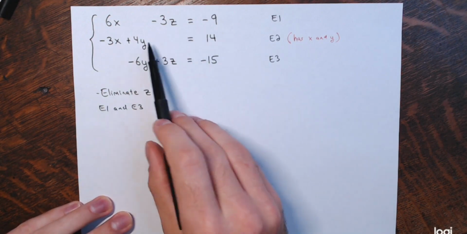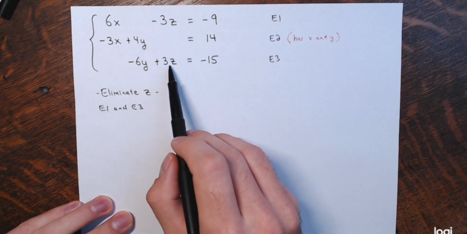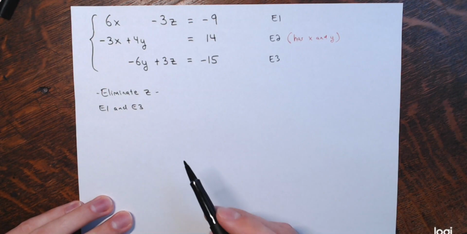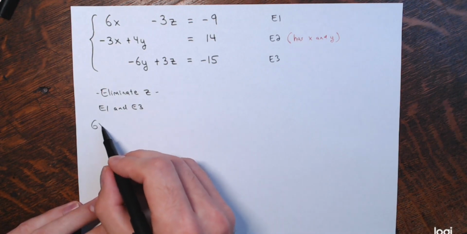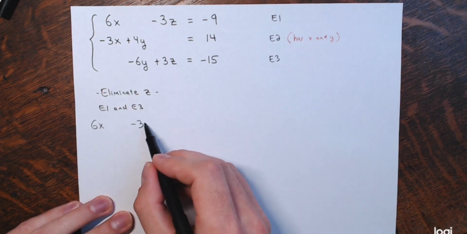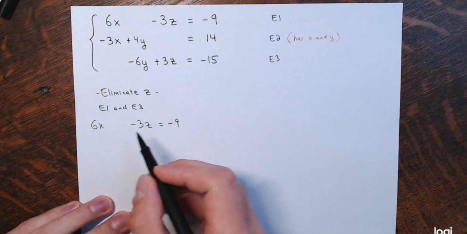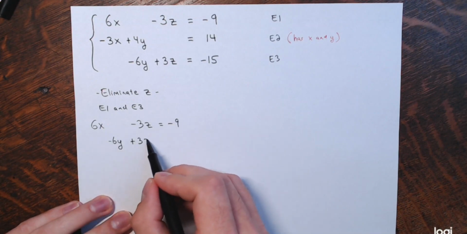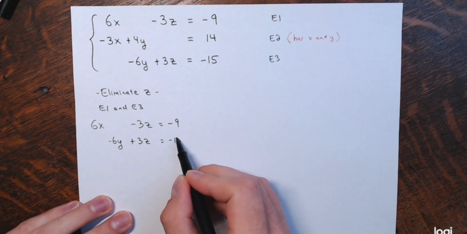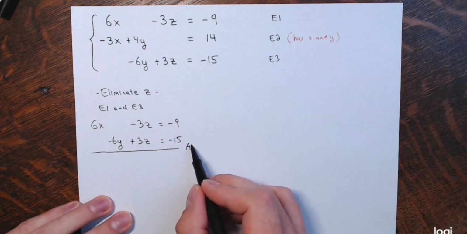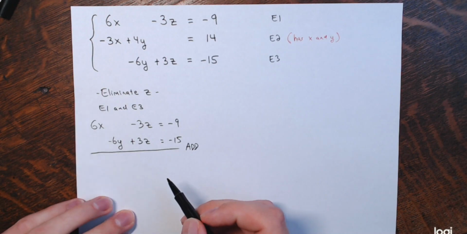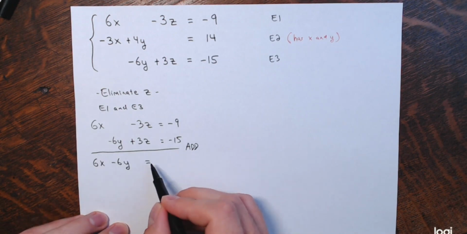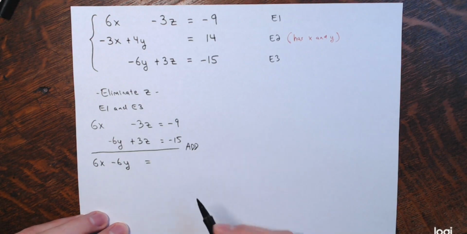That's why I chose the second equation, because look at equations 1 and 3. The coefficients of z are already opposites. So we have 6x minus 3z equals negative 9. Then we have negative 6y plus 3z equals negative 15. And I can already just add them to eliminate z, and I'll have 6x minus 6y equals negative 24.